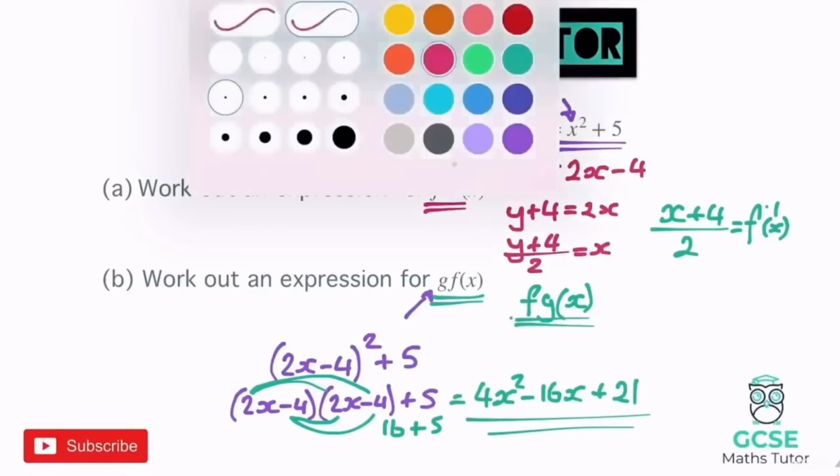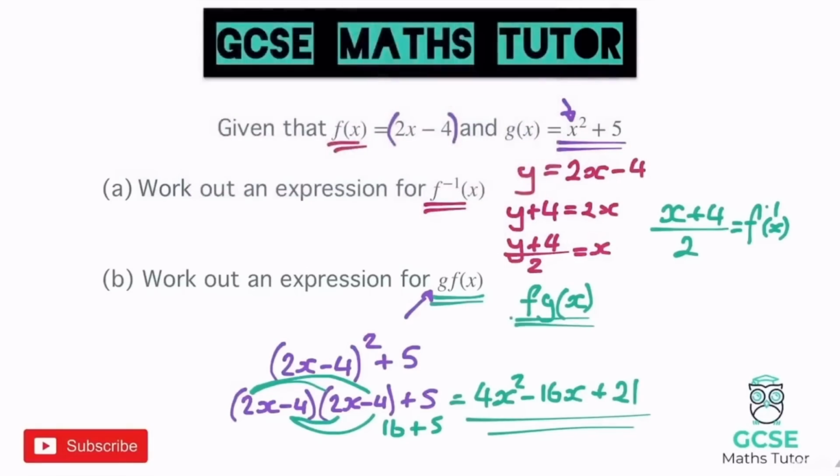You could also be asked to sub a number in, so it might say something along the lines of, let's do it the other way around, f(g(2)). In that case, that means what's f when g is 2? So you put 2 into g, and if you put 2 into g, you get 2 squared plus 5, which is 9. And then you put 9 into f. So what is f when g is 2? Well, when g is 2, we get the answer 9.